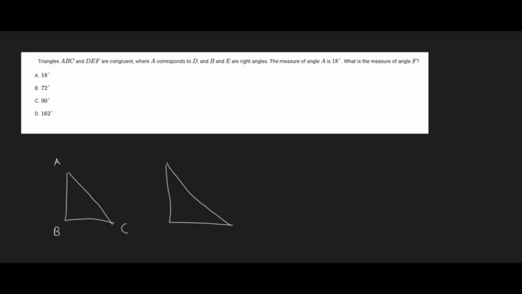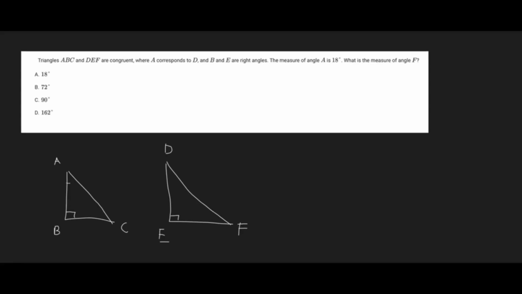All right, so E is the other right angle. This one's D, and this one's F. Let's mark those right angles in there. It's pretty messy. And there we go. All right, so let's see what's given. They say that the measure of angle A is 18 degrees, so we have 18 degrees right here.